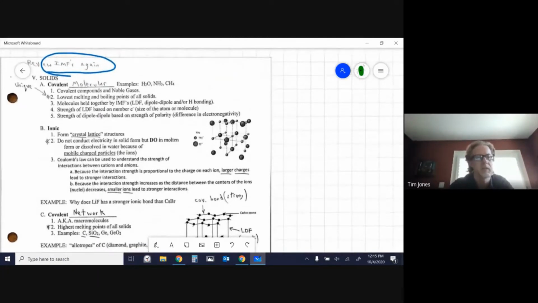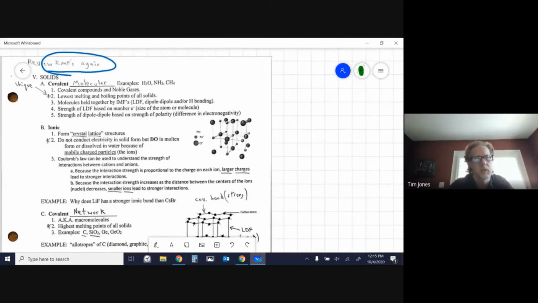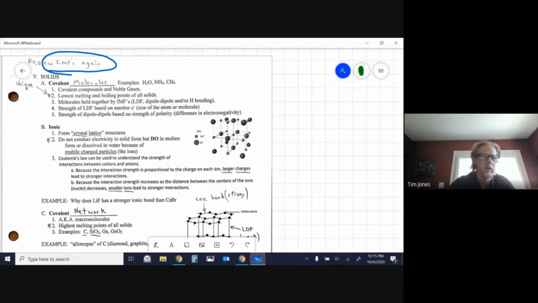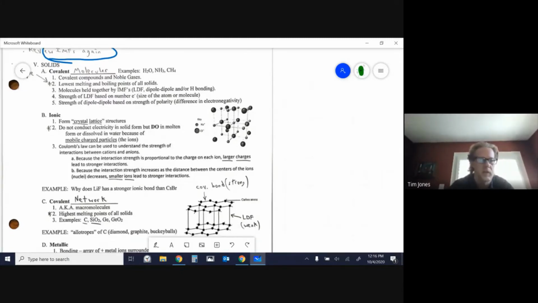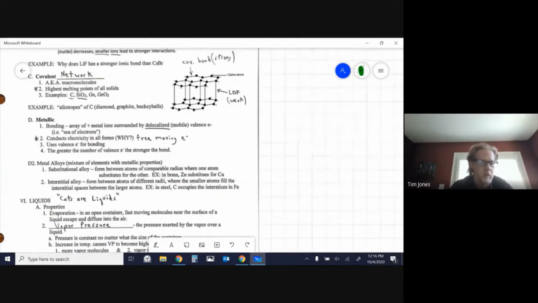For convenience, notice that in the notes, it's the second item that is always unique. In the case of covalent molecular, the unique thing is that they have fairly low melting and boiling points compared to the other solids. Ionic, they do not conduct electricity in the solid form, but they do if they're liquid or if they're dissolved in water. In the case of covalent network, they have very high melting points. And in the case of metallic, they conduct electricity in all forms.